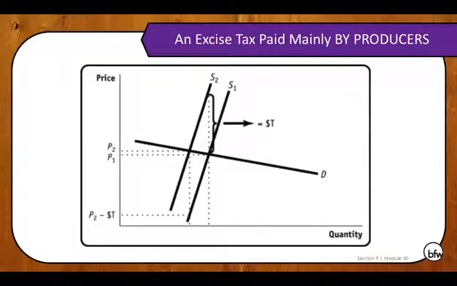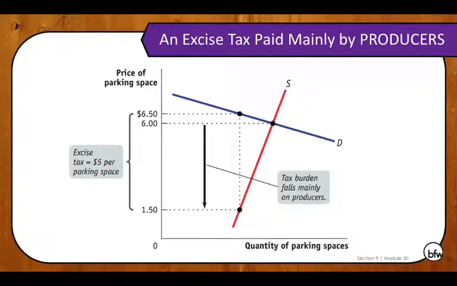So if the demand curve is relatively elastic and the supply curve is relatively inelastic, then the sellers will pay the larger share of the excise tax. Here we can see that in the sale of parking spaces, the original equilibrium price paid for a parking space is $6, and then the government imposes an excise tax of $5 per parking space.